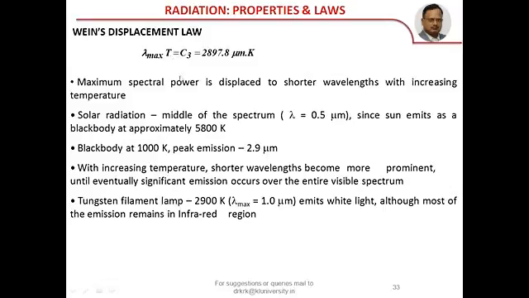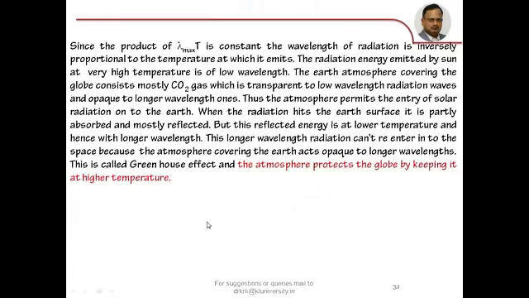And with increase in temperature, the shorter wavelengths become more prominent until eventually significant emission occurs over the entire visible spectrum. The tungsten filament lamp, which is around 2900 Kelvin, has lambda maximum of 1 micrometer, and emits white light, although most of the emission remains in the infrared region. This Wien's displacement law has great applications with reference to the greenhouse effect and solar heat trapping applications.